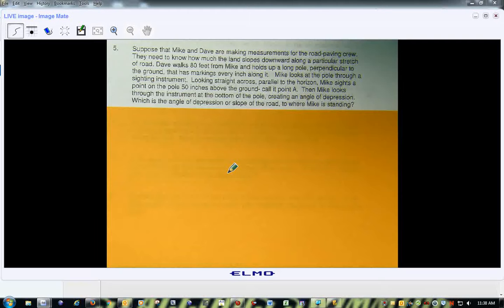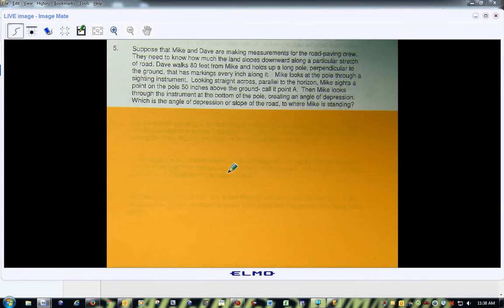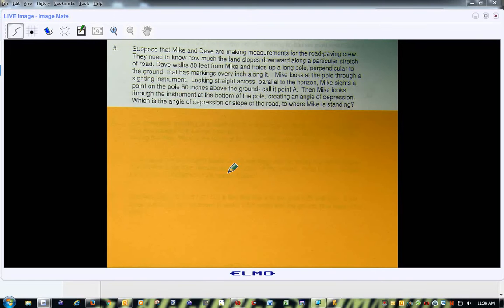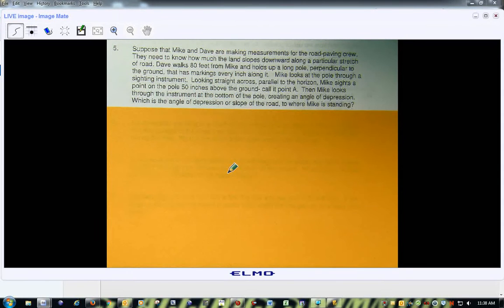Alright, suppose Mike and Dave are making measurements for a road paving crew. They need to know how much land slopes downward along a particular stretch of road. Dave walks 80 feet from Mike and holds up a long pole perpendicular to the ground with markings every inch along it. Mike looks at the pole through a sighting instrument. Looking straight across, parallel to the horizon, Mike sights a point on the pole 50 inches above the ground and calls it point A.